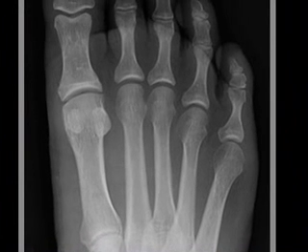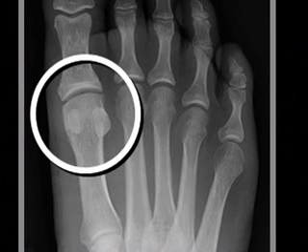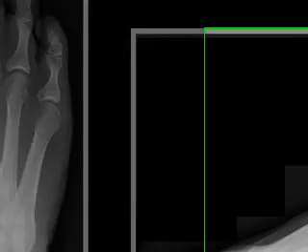Also, before we leave the frontal view, we want to mention the small bones that are invariably present at the metatarsophalangeal joint of the great toe, which are sesamoids. These are well corticated, usually oval or elliptically shaped bones that should not be mistaken for a fracture. They, again, are smooth and they're well corticated.